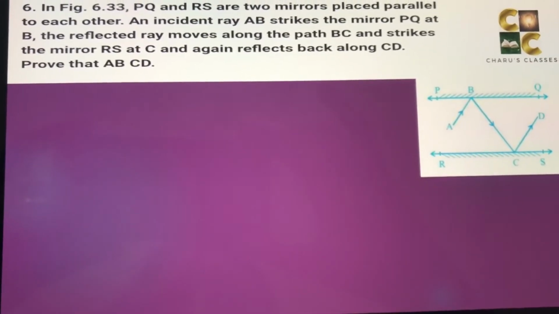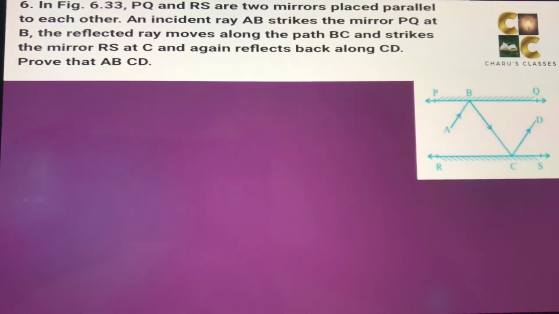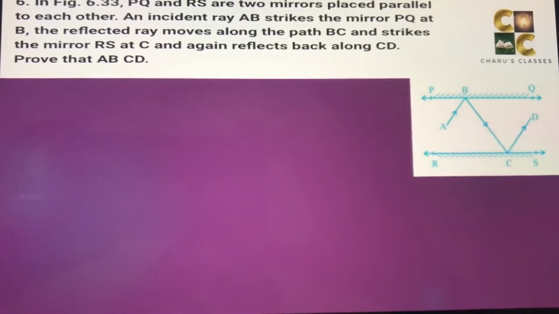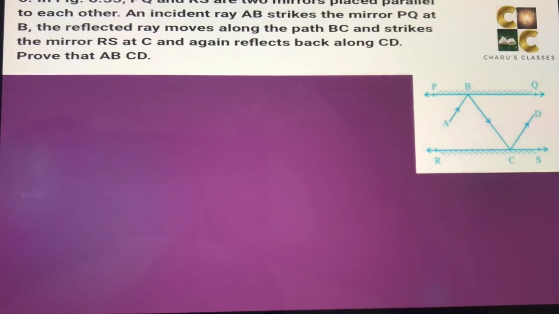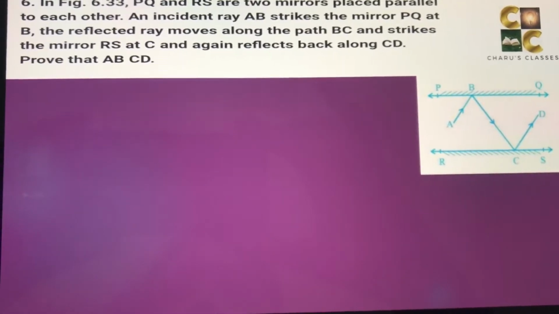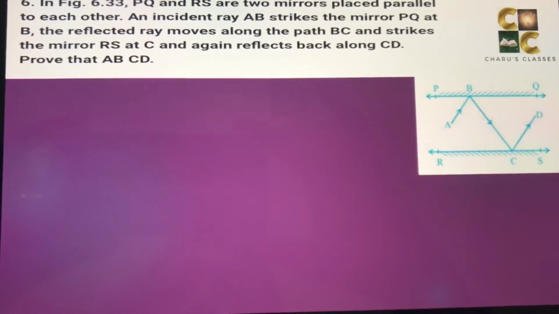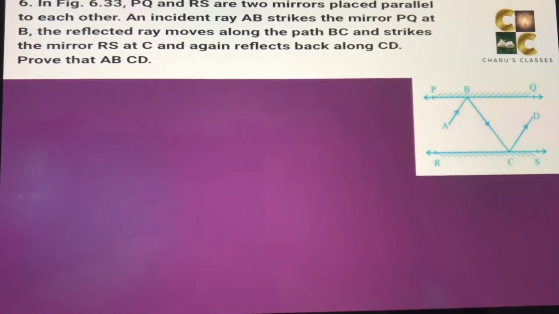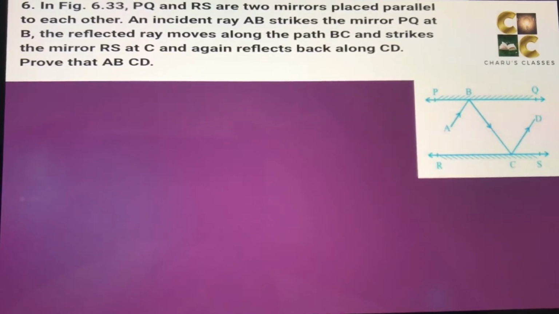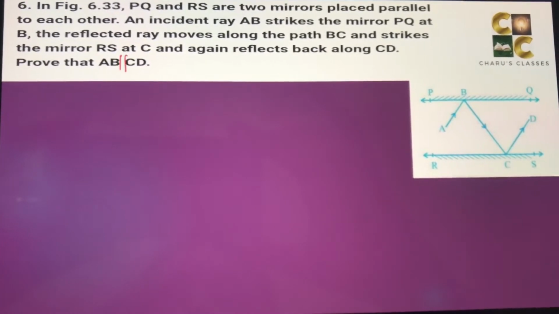Question number 6. In figure 6.33, PQ and RS are two mirrors placed parallel to each other. An incident ray AB strikes the mirror PQ at B. The reflected ray moves along the path BC and strikes the mirror RS at C and again reflects back along CD. Prove that AB is parallel to CD.